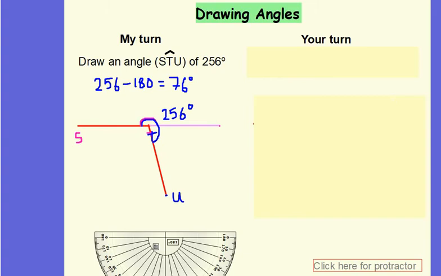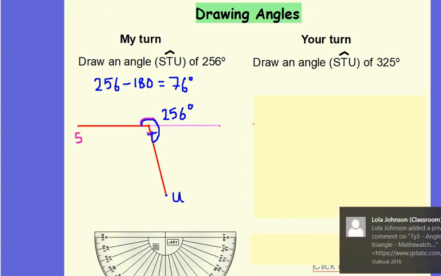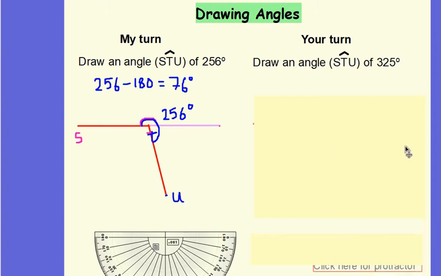Over to you, Year 7. In your dark blue books, in exactly the same way, can you have a go at drawing the angle STU of 325 degrees? Remember, you need to show the full straight line, which is 180, and then work out how many additional degrees you need to add on. Pause the video for a couple of minutes and work that out now, please.